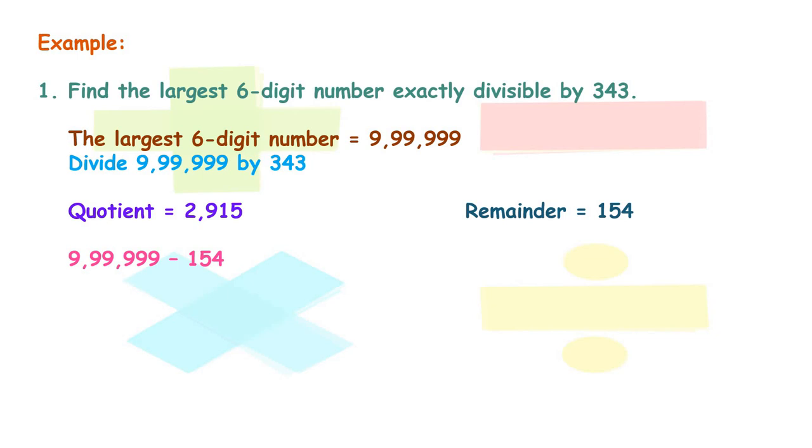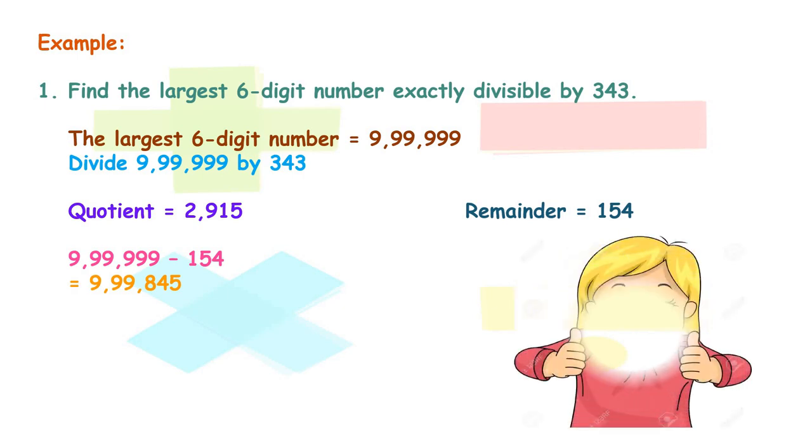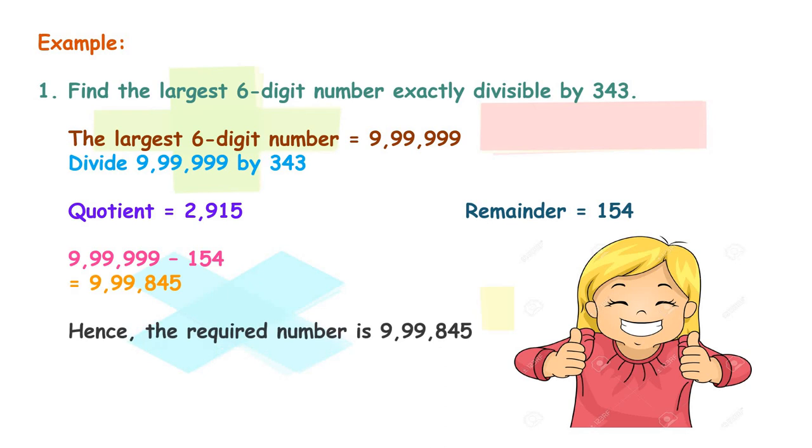So we'll subtract 154 from the largest 6-digit number, and what will we get? We will get 9,99,845, right? So we did it. So our required number will be 9,99,845.